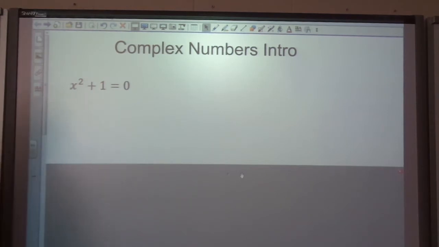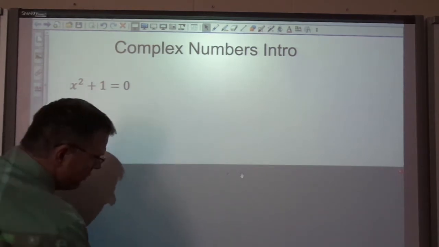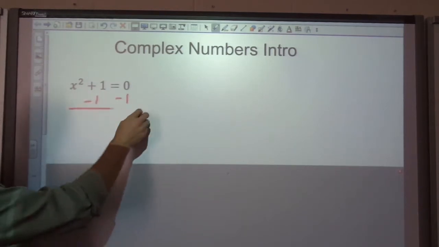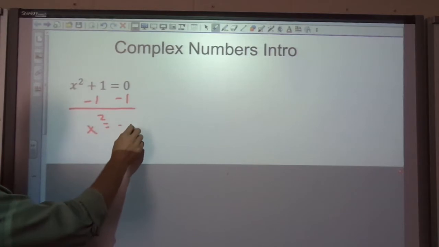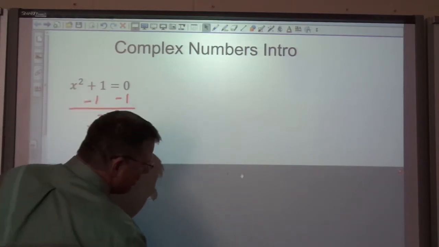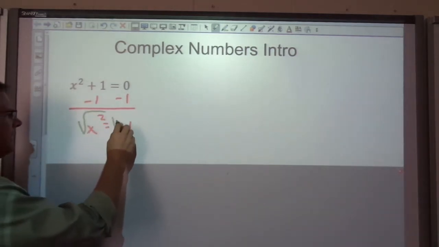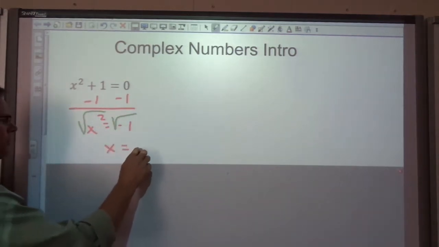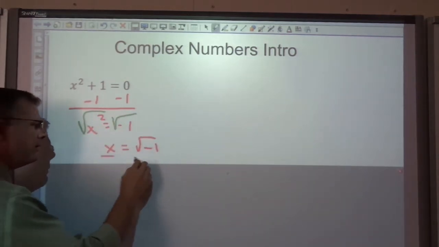If we're solving x squared plus 1 equals 0, then to try to get x by itself, we have to subtract 1 and get x squared equals negative 1. And then we just think, oh, just take the square root, and there we have it. Now we've got x equals square root of negative 1.